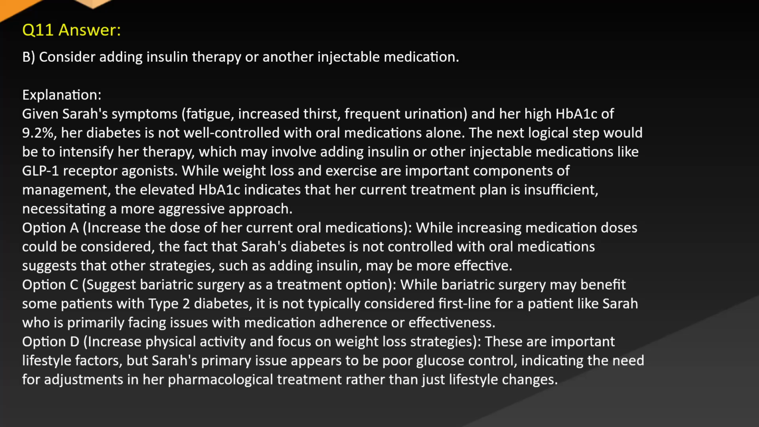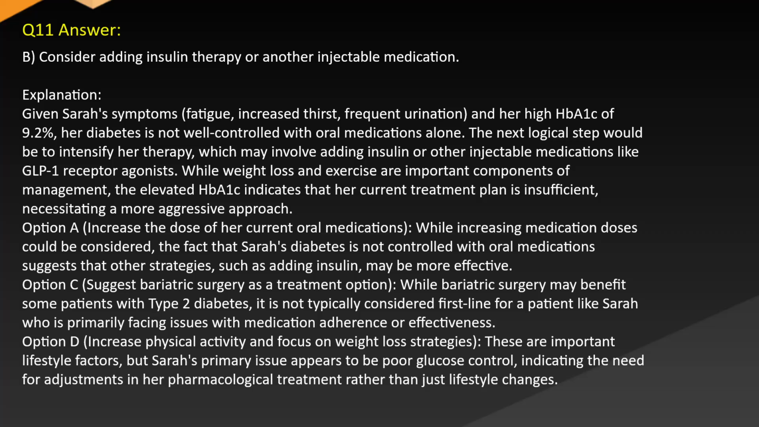Explanation. Given Sarah's symptoms, fatigue, increased thirst, frequent urination, and her high HbA1c of 9.2%, her diabetes is not well controlled with oral medications alone. The next logical step would be to intensify her therapy, which may involve adding insulin or other injectable medications like GLP-1 receptor agonists. While diet and exercise are important components of management, the elevated HbA1c indicates that her current treatment plan is insufficient, necessitating a more aggressive approach.